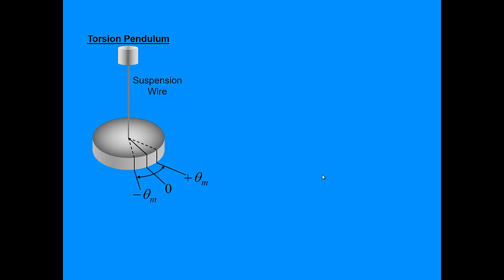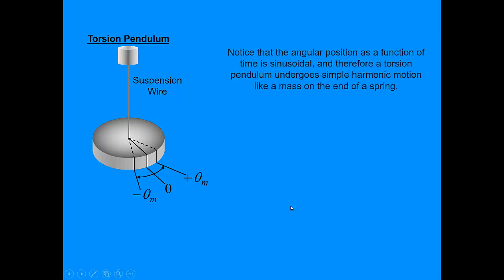Now, if we were to graph the angular position of this, we would see something kind of interesting. We would see that the angular position as a function of time is sinusoidal, and therefore it's a simple harmonic oscillator, just like the mass on the end of a spring. Except we call this one an angular simple harmonic oscillator, because it twists and turns, if you will. It doesn't move up and down or right and left or linearly like a mass on the end of a spring. We call that a linear simple harmonic oscillator. This is an angular simple harmonic oscillator.